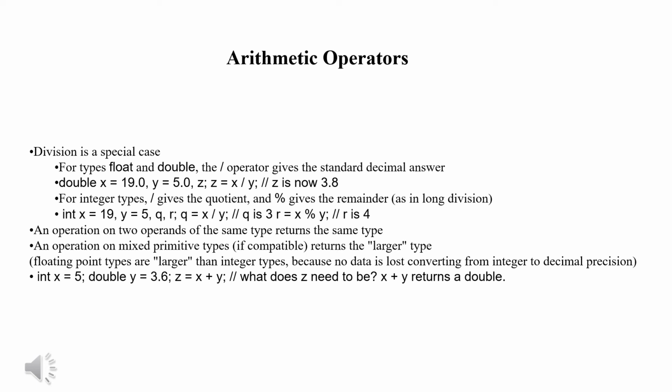So division is one arithmetic operator, right? Or for example, we have x equals 5, y equals 3.6, and z equals x plus y, right? So the result of z here would be 8.6, right?